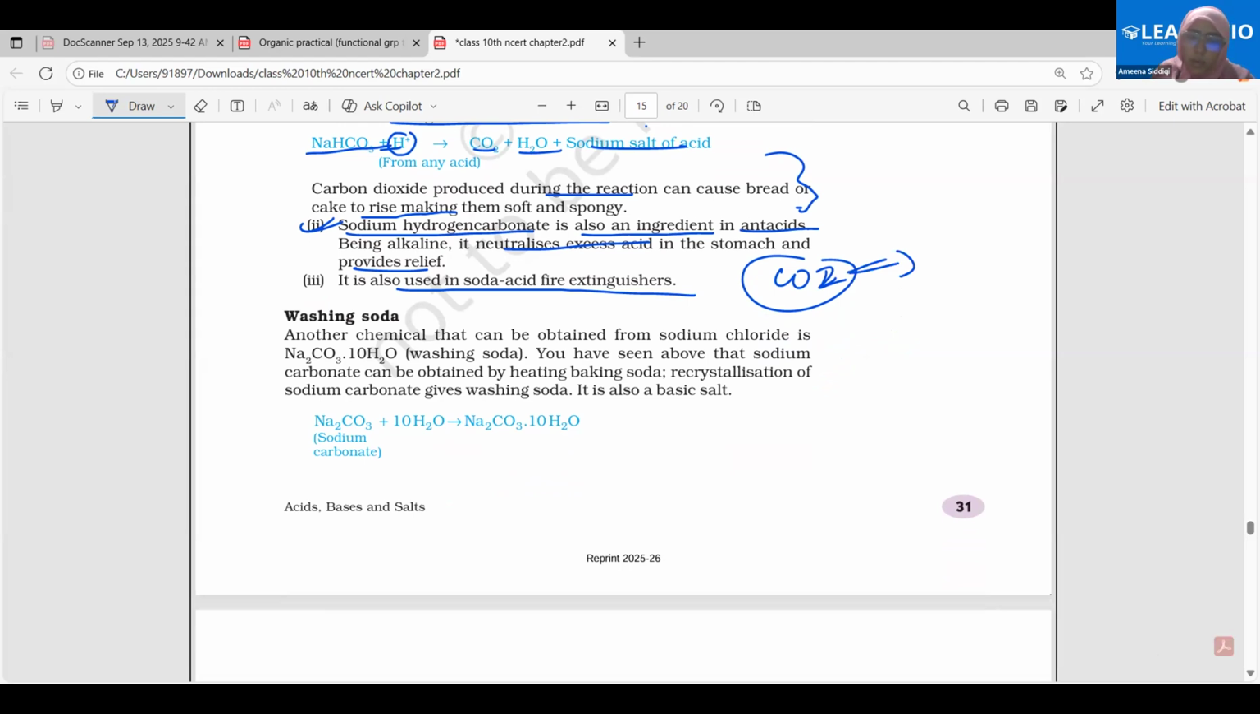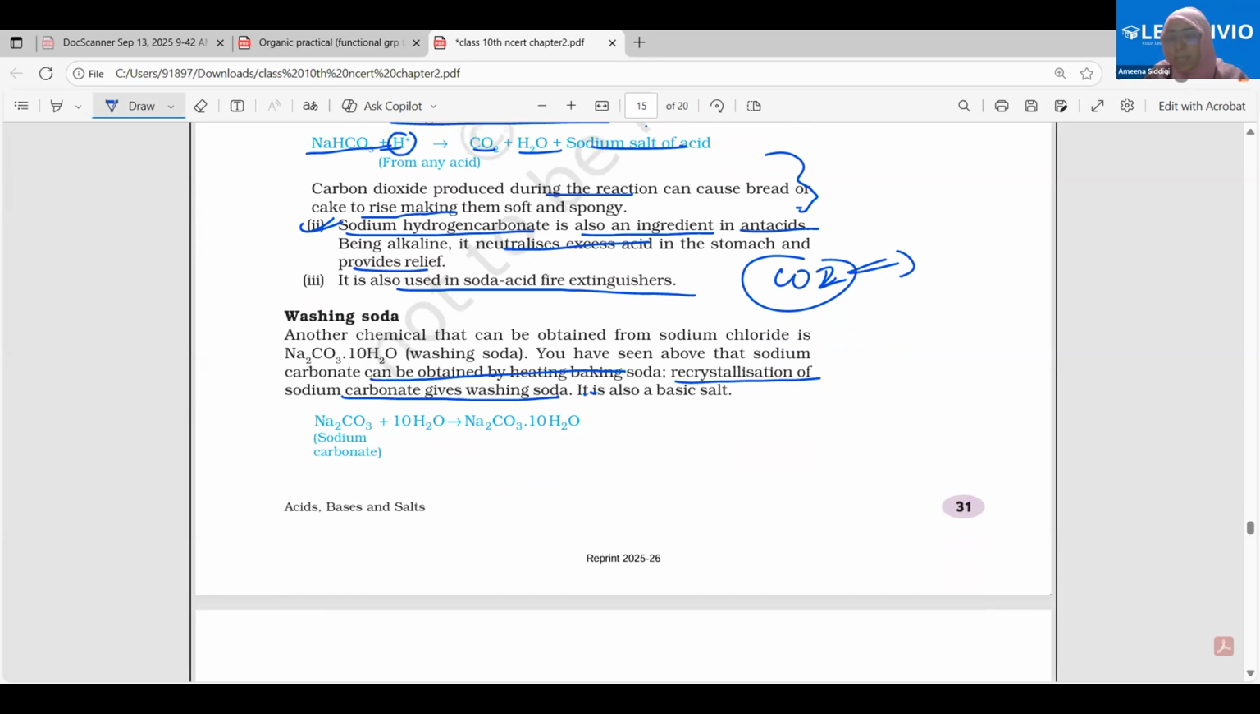Now, another chemical that can be obtained from sodium chloride is washing soda. Sodium carbonate dot 10H2O, decahydrate. Okay, write it. You have seen above that sodium carbonate can be obtained by heating baking soda. That was the first part. Recrystallization of sodium carbonate gives washing soda.